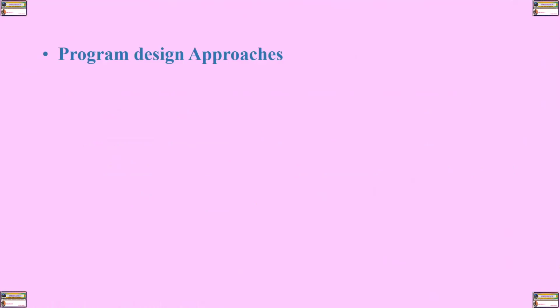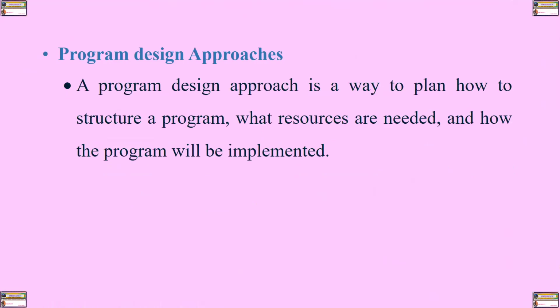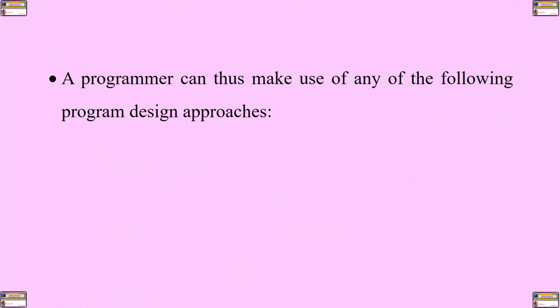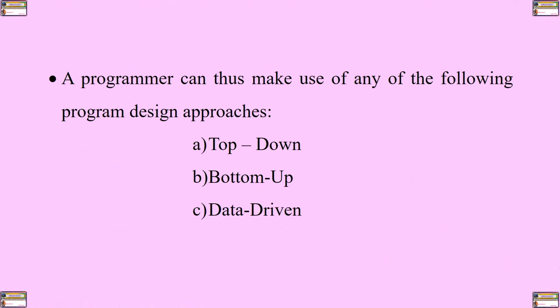So, what program design approaches are used by programmers? A program design approach is a way to plan how to structure a program, what resources are needed, and how the program will be implemented. A successful program design approach follows a clear sequence of steps, building on each previous step. A programmer can thus make use of any of the following program design approaches: 1, top-down; 2, bottom-up; 3, data-driven.